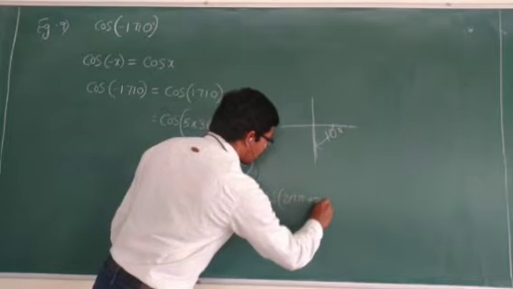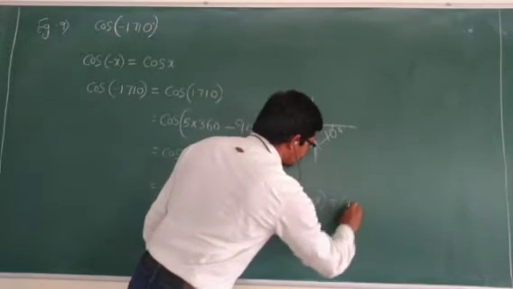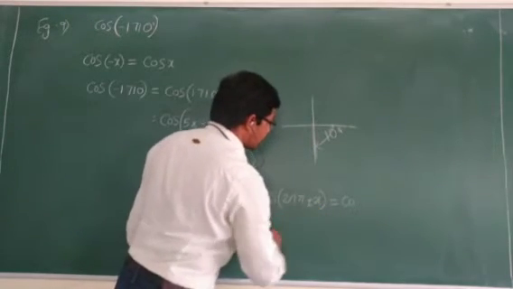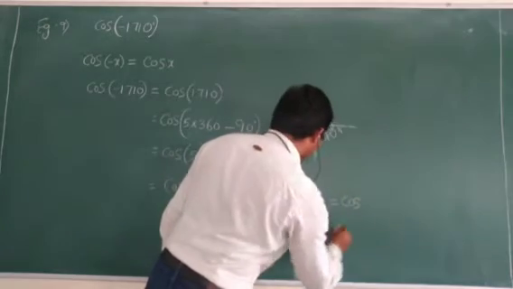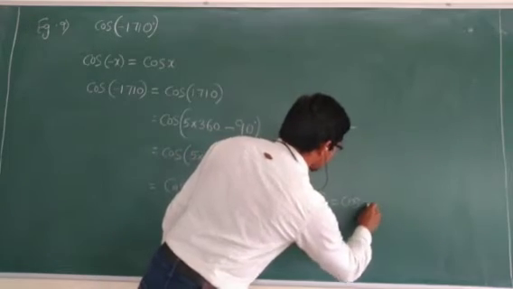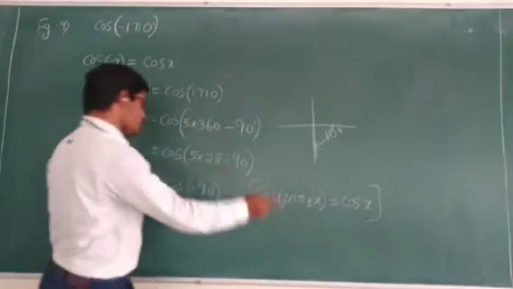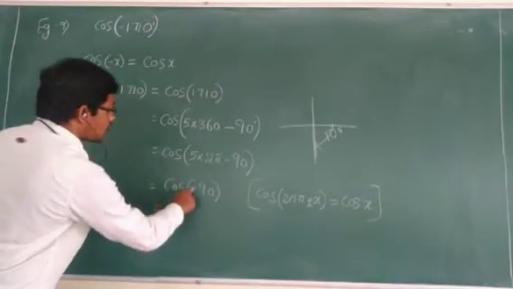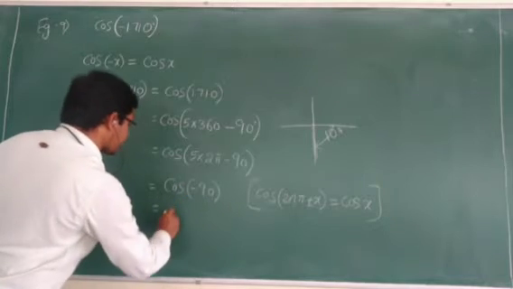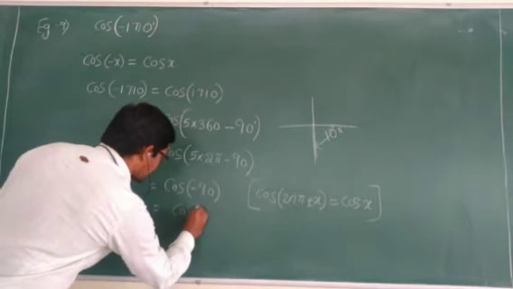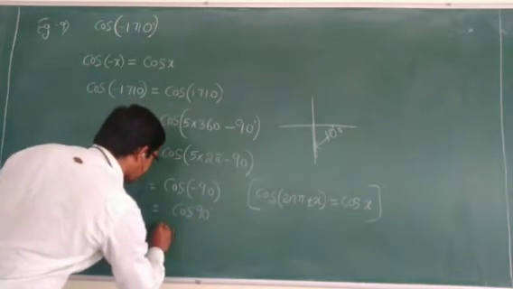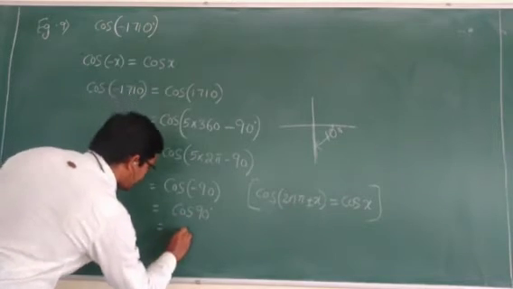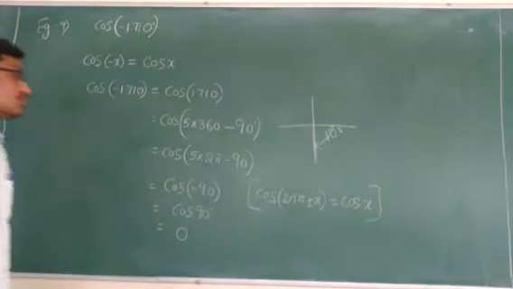Cos of 2n pi plus or minus x is equal to cos of x. So we are using the same form here. Again we are getting cos of minus 90. Cos of minus 90 will become cos of 90 itself. Cos 90 value is 0.